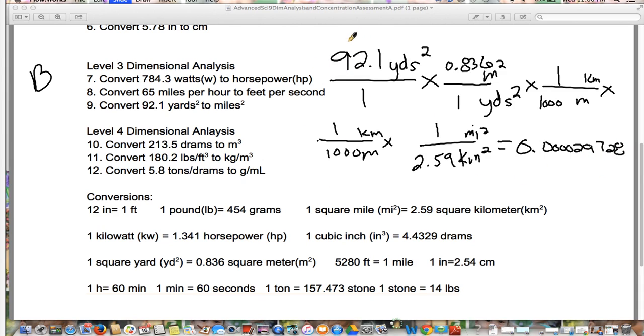If you look at sig figs, there's 1, 2, 3 significant figures. So I'm going to write it like this. 2.97 times 10 to the negative 1, 2, 3, 4, 5, negative fifth. And my final answer is miles squared. Now I could cross off everything to make sure I did what I was supposed to. I'm left with miles squared, which is what I wanted. So 2.97 times 10 to the negative fifth miles squared.